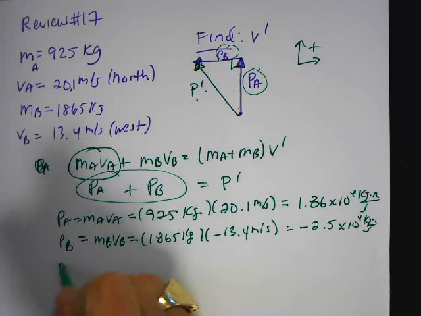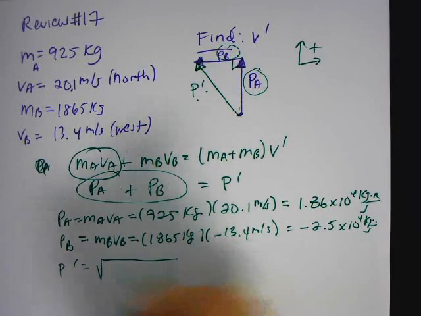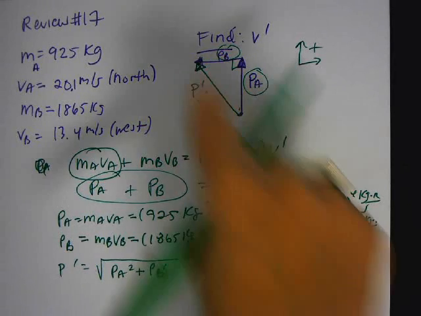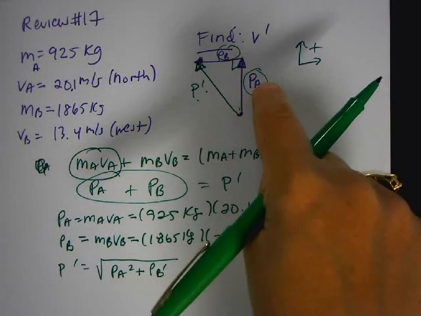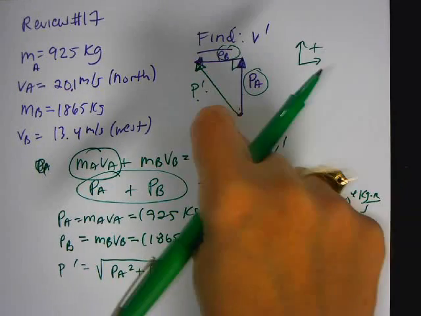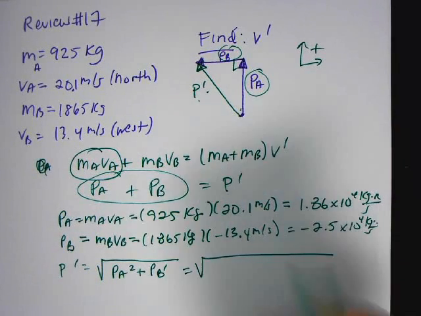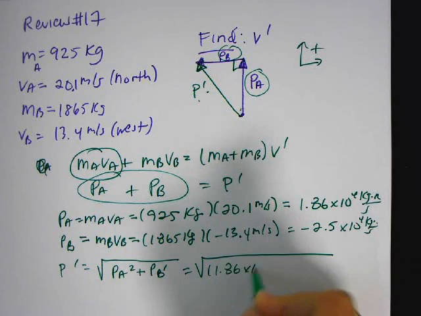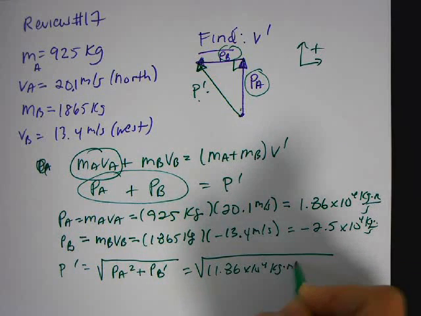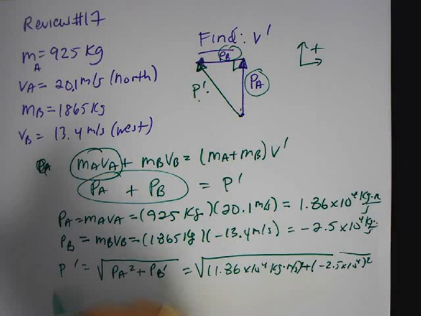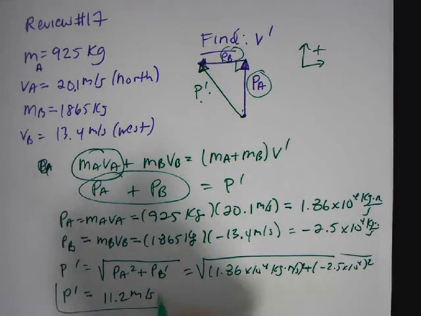So I'm going to use the Pythagorean theorem. So P prime is equal to the square root of PA squared plus PB squared. See, this is the opposite of what we did in the other problem. The other problem, they gave you the hypotenuse and you had to find the other two sides. Now we have the two sides and we're finding the hypotenuse. So this is actually easier. So this is equal to the square root of 1.86 times 10 to the 4 squared plus negative 2.5 times 10 to the 4 squared. So P prime comes out to be 11.2 meters per second, but my answer is not complete.